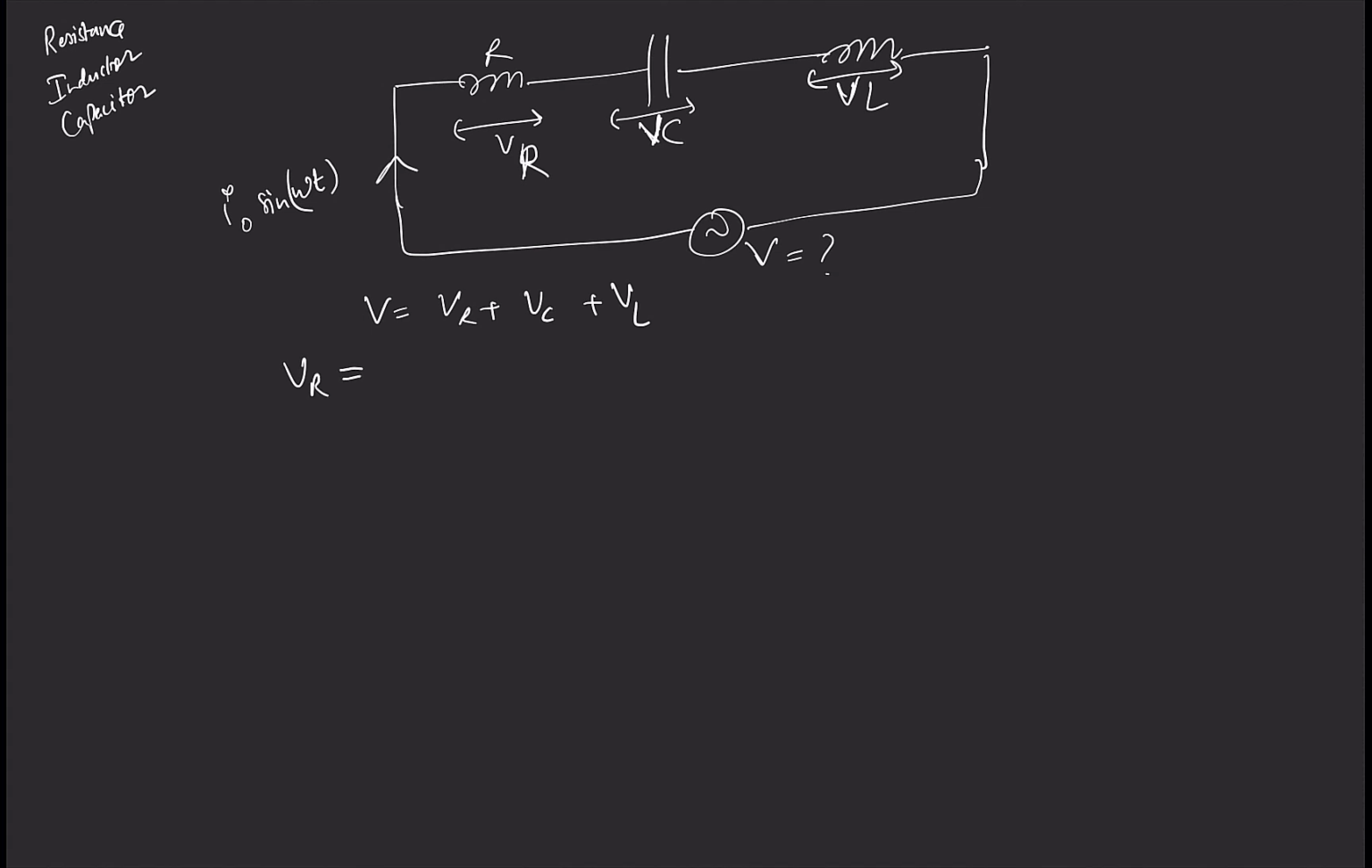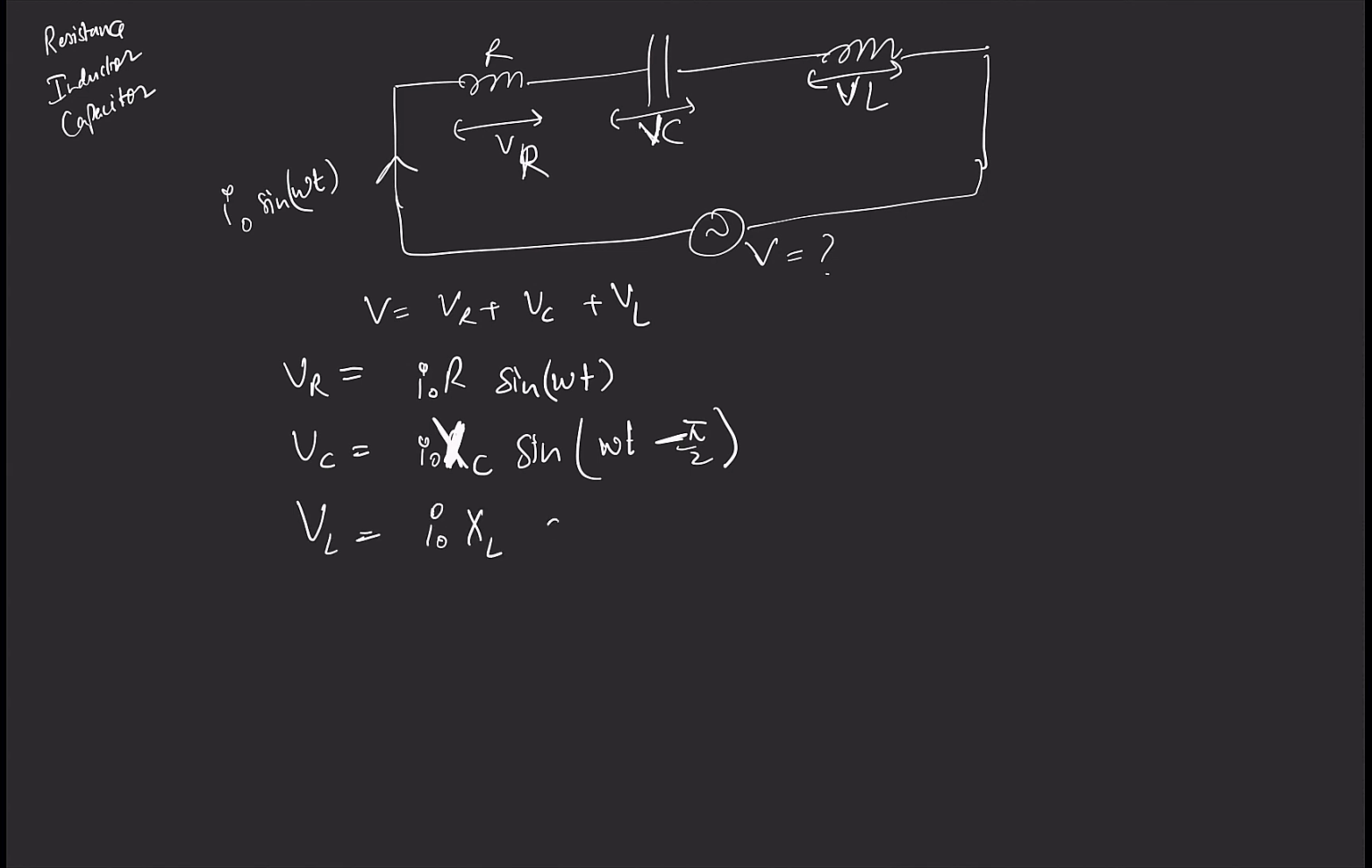This becomes very easy now, right? VR is simply I naught R sine omega t, right? VC is I naught into XC, that's the peak value, into sine of omega t minus pi by 2. And VL is I naught into XL sine of omega t plus pi by 2.